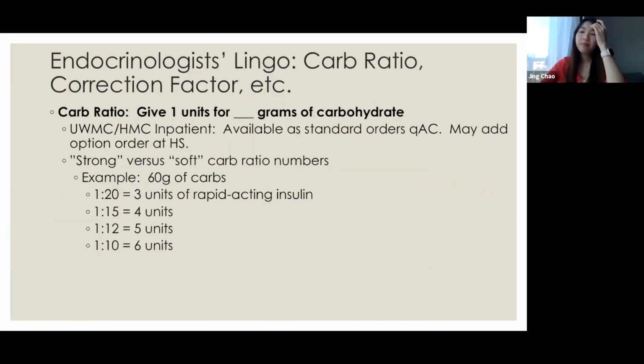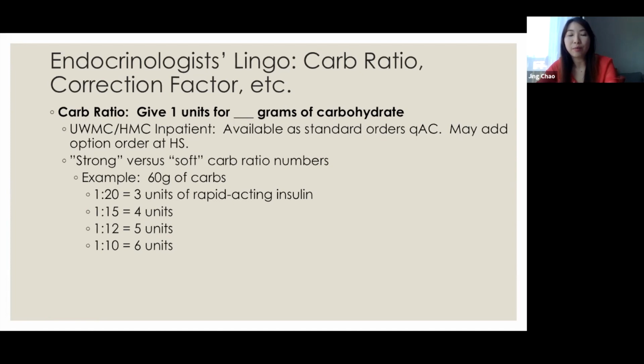Okay. All right, so as promised, I want to go over the endocrinologist lingo about carb ratios, correction factors. So carb ratio simply means you give 1 unit for however many grams of carbs that patients are consuming. We do have this as available orders through EPIC at University of Washington Medical Center, Montlake, Northwest, and Harborview. So what is considered strong versus soft carb ratio numbers? So I have a list here of some of the common carb ratios: 1 per 20, 1 per 15, 1 per 12, 1 per 10. All of these are very common.